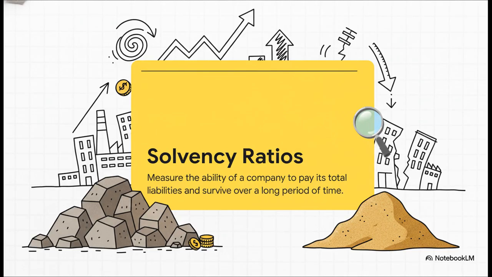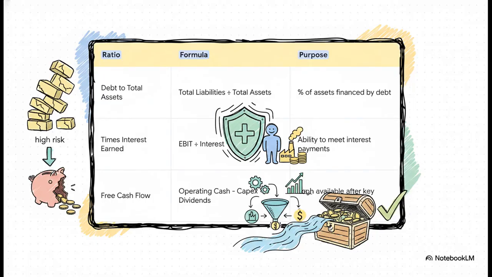Liquidity was about paying this month's bills. Solvency is about having the strength to pay off all its debts and thrive for years and years. This is what long-term bondholders and shareholders care about most. Okay, let's look at some key solvency ratios. Debt to total assets is pretty straightforward. It tells you how much of the company is financed by debt. A higher number generally means higher risk.